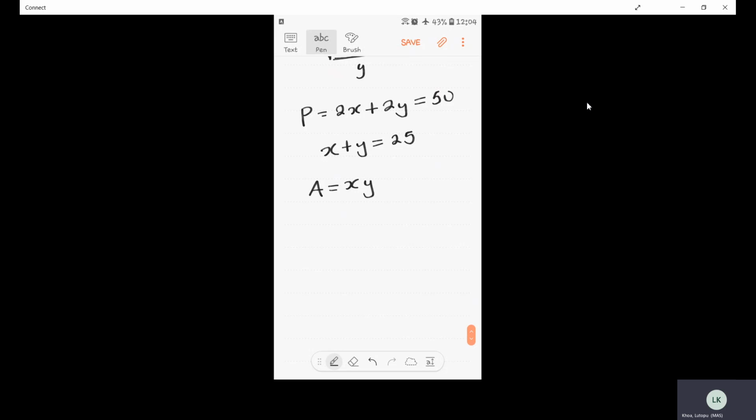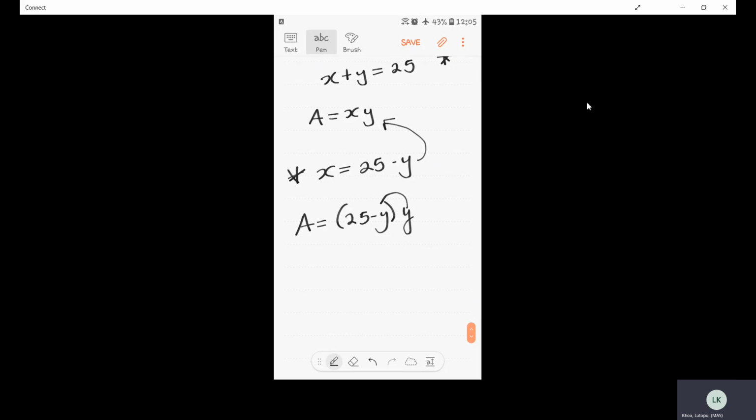to x times y. And then what you do here is you will substitute x or y, one of them. You make them the subject of the formula in this equation star, and then you will substitute them into the equation of A, and then find the critical points. So doing that on star, I get x is equal to 25 minus y. Then I will substitute that over there. So I have A is equal to 25 minus y times y.